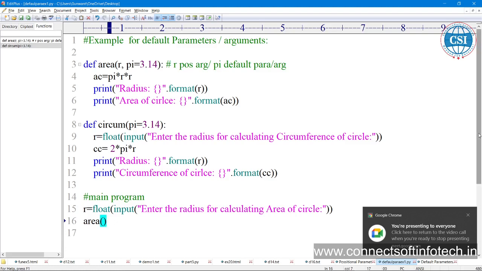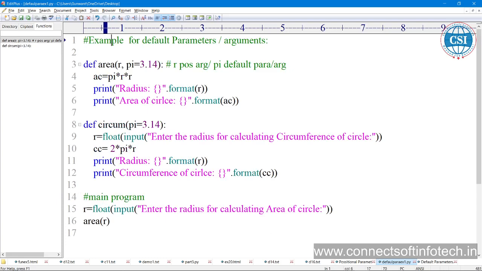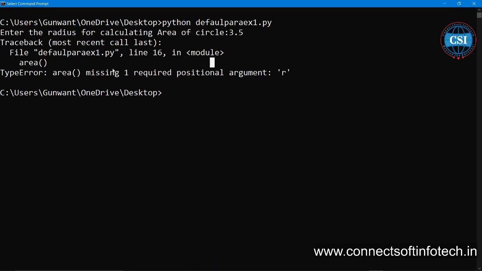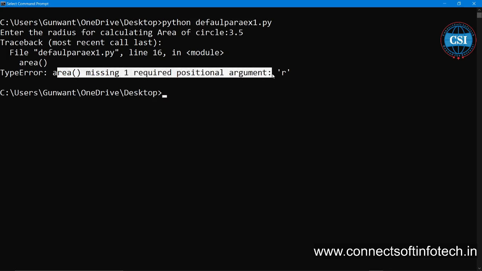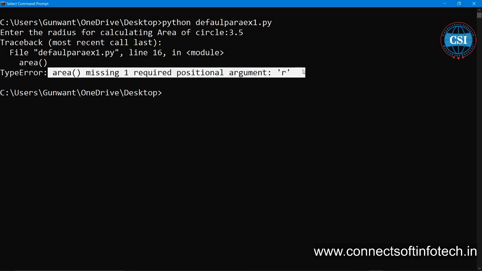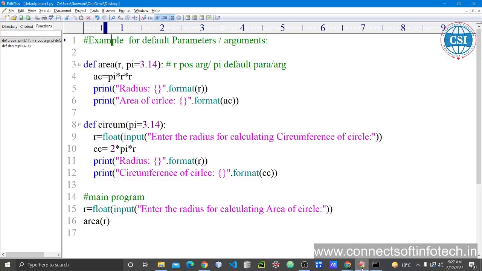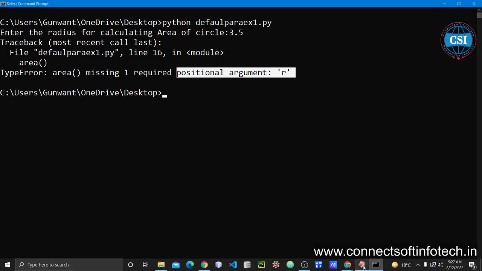एरिया में क्या लिखना पड़ेगा मुझे? Tell me, argument. Only R. Very good, only R. Okay, only R, no need to write this one, right? So now see here what was my error? Area missing one required positional argument R. पाइथन कितना इजी है, सिंपली हमको आंसर दे दिया. दिस इज टाइप एरर. एरिया मिसिंग वन रिक्वायर्ड पोजिशनल पैरामीटर प्रॉपरली बता रहा है कि पोजिशनल पैरामीटर इज मिसिंग. Positional means, okay, default parameter means value. So here we pass R.